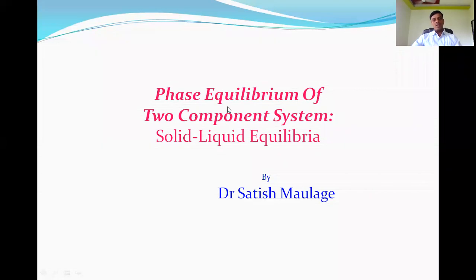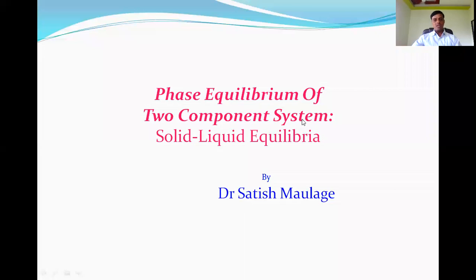We have also discussed an example of a one component system, as well as the phase diagram of the water system. Water system is an example of a one component system. Already we have discussed this portion in detail, so I don't want to spend much time on explaining this concept again. So let us proceed further, and today we are going to discuss the phase equilibrium of two component system, or phase diagram of two component system.